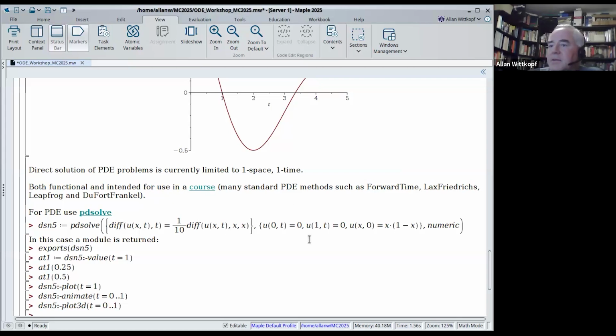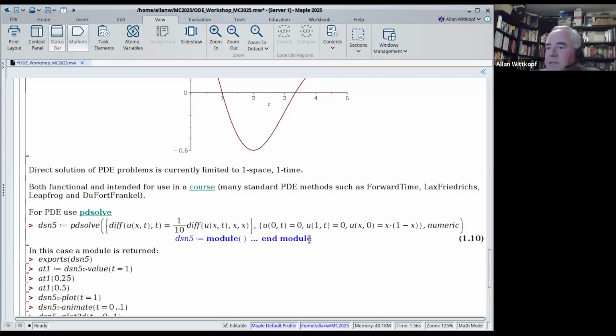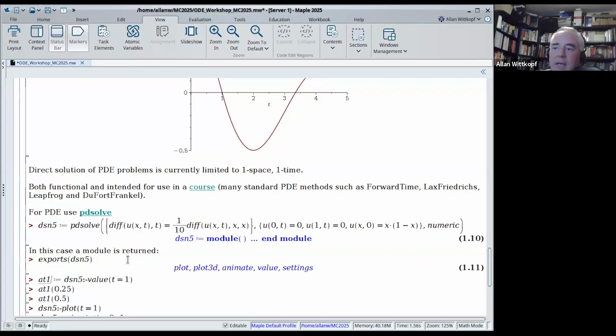For a standard PDE, you don't need to specify the methods. You just pass in your PDE problem. In this case, we've got the PDE and the conditions specified separately, initial and boundary conditions. And instead of a procedure, we now get a solution module, just because it was more convenient to do this way, because then you could get direct access to 3D plotting directly through the module itself.